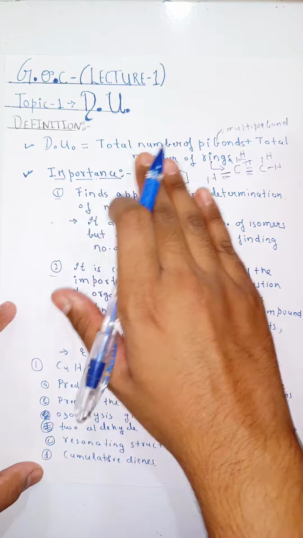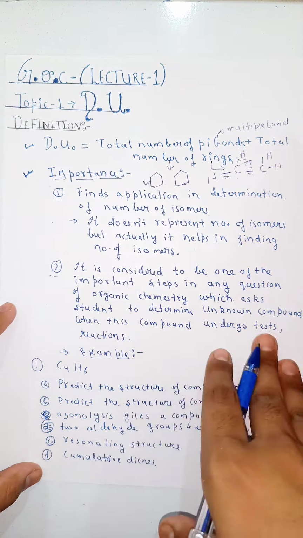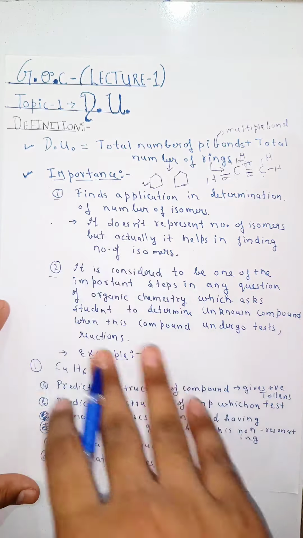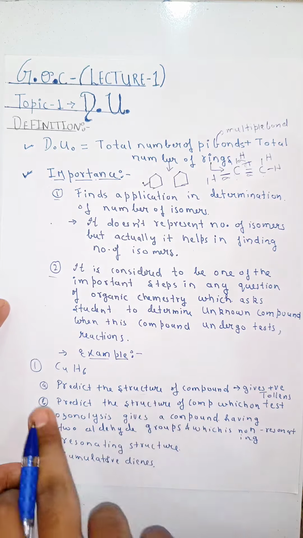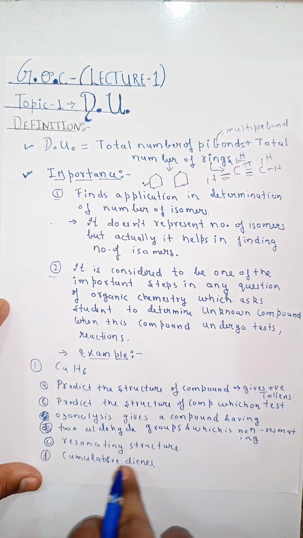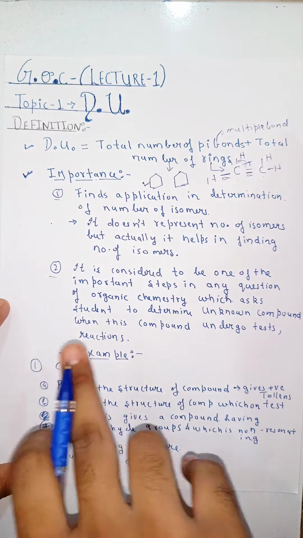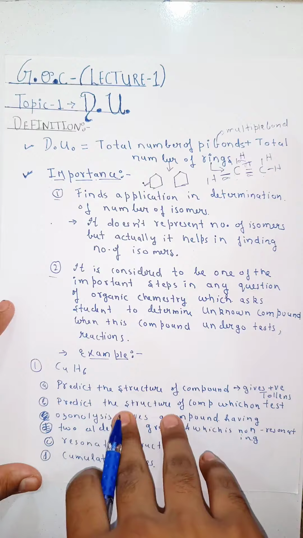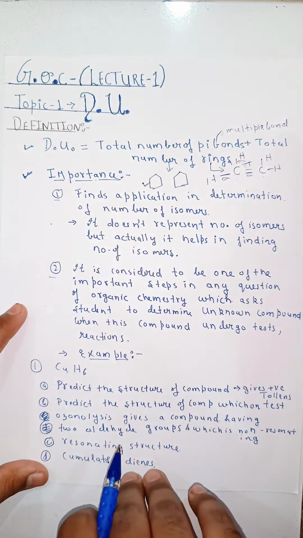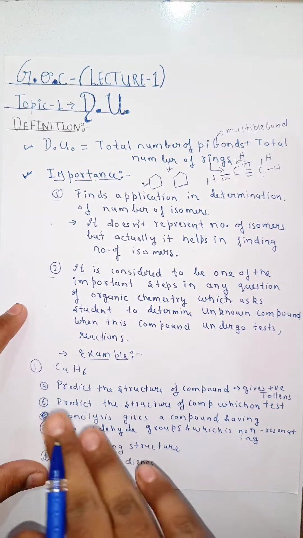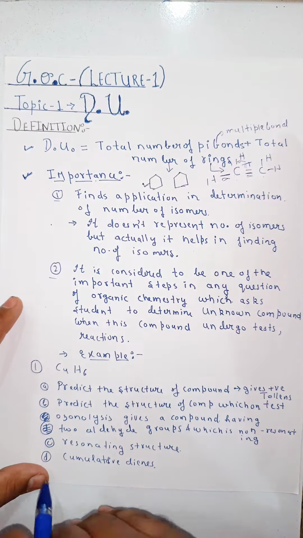So DU is the sum of the total number of pi bonds and the total number of rings. Now, without wasting time, let us understand its importance with these 2 points. Then we will be taking up this example and solving it at last, after completing a bit of theory which consists of its formula. Then we will be solving, and after solving this you will realize the importance of the degree of unsaturation.